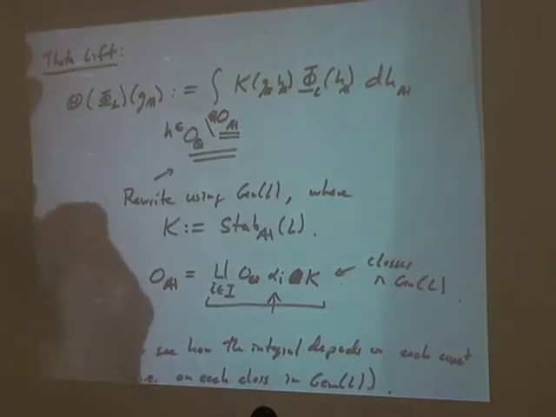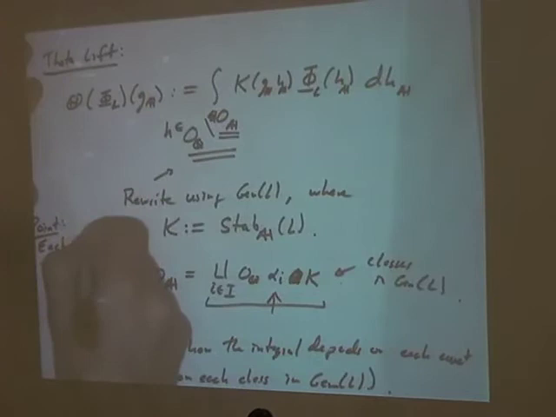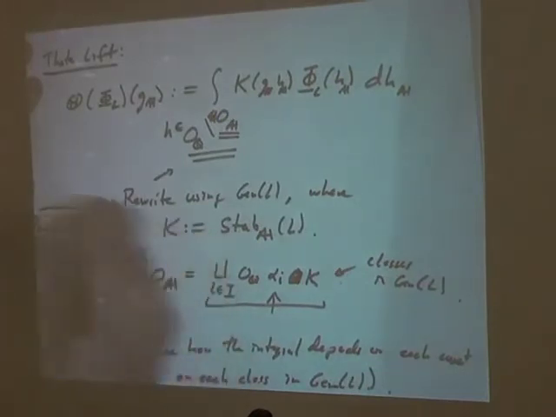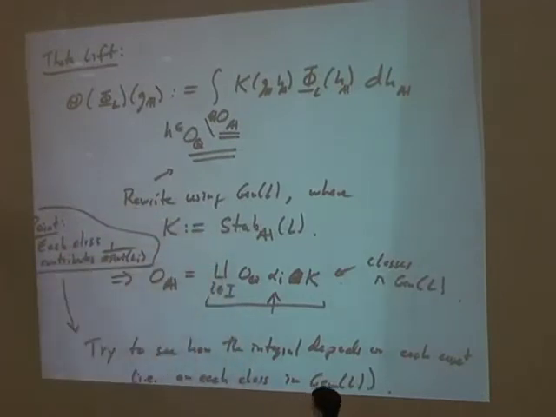So the point is that each class contributes 1 over the number of automorphisms of that class. Okay. So I'm going to go through a computation now to show you how that works, but this is the upshot.